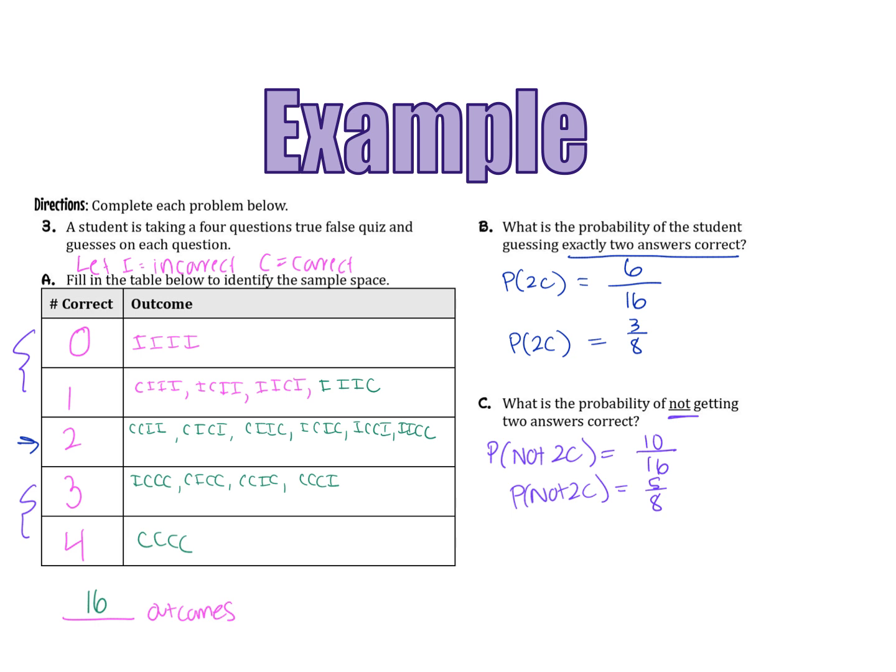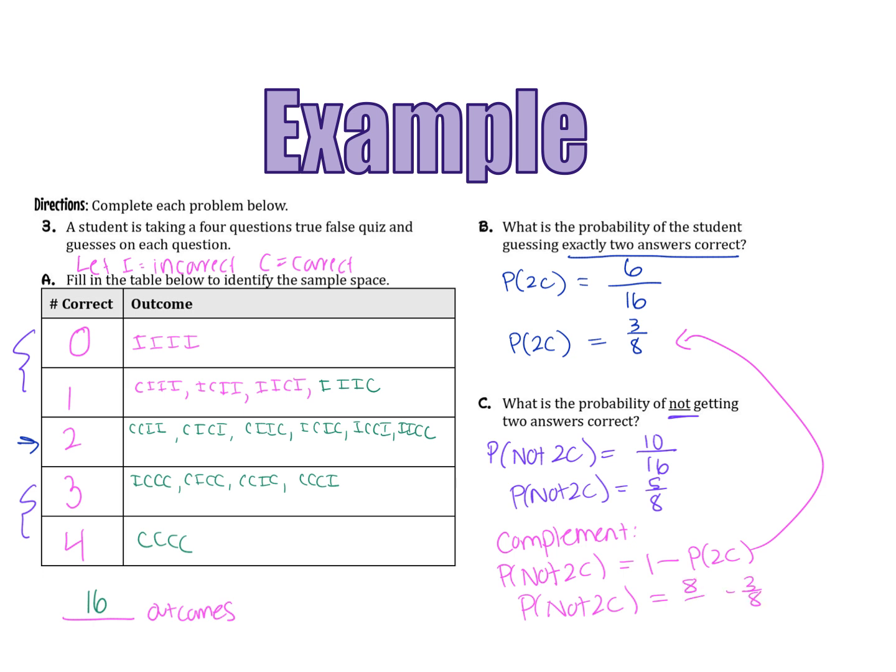We could also use that vocabulary word that we learned about, complement, and I just want to take this minute to point it out. The probability that we do not have 2 correct is going to be the same as 1 minus the probability that we do have 2 correct, and we already found that number up here. So the probability that we have not 2C is going to be 1 minus 3/8. And instead of writing 1, I'm going to write 1 as 8 over 8 so that I already have a common denominator. 8 over 8 minus 3 over 8 is 5 over 8, and we get the exact same answer here using complements.